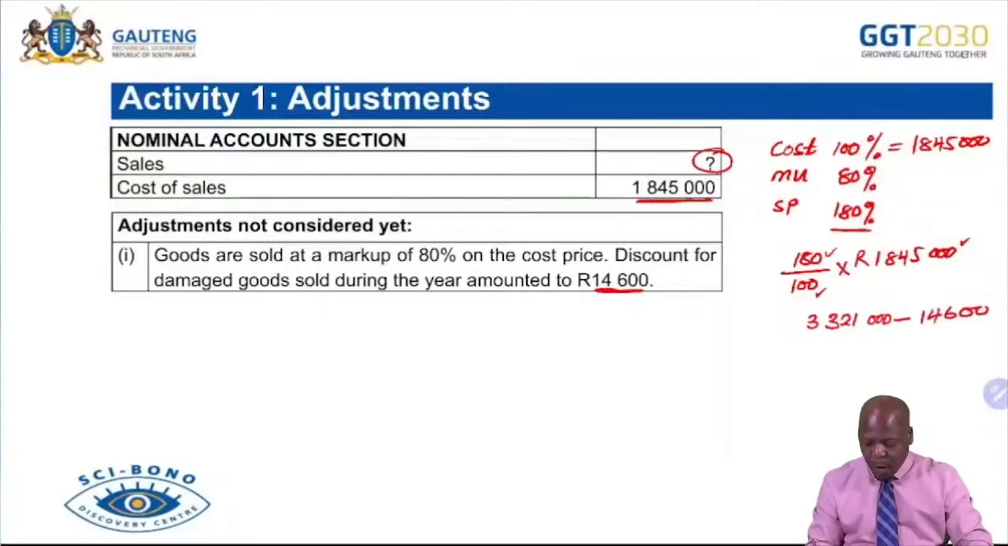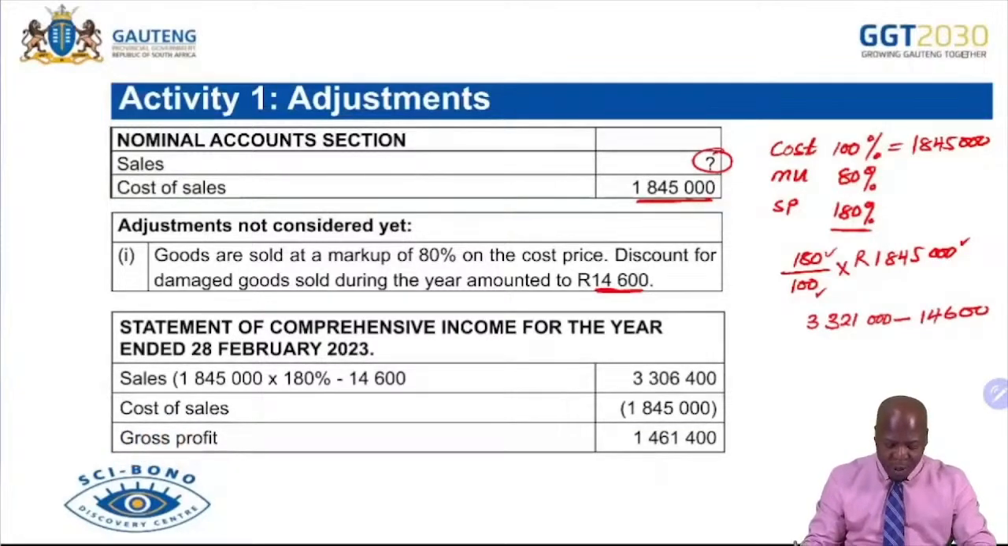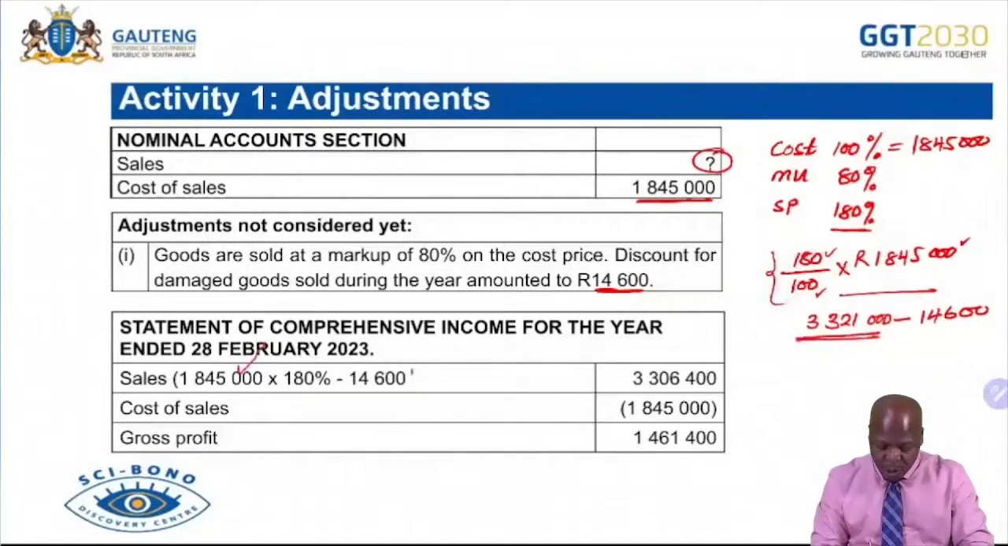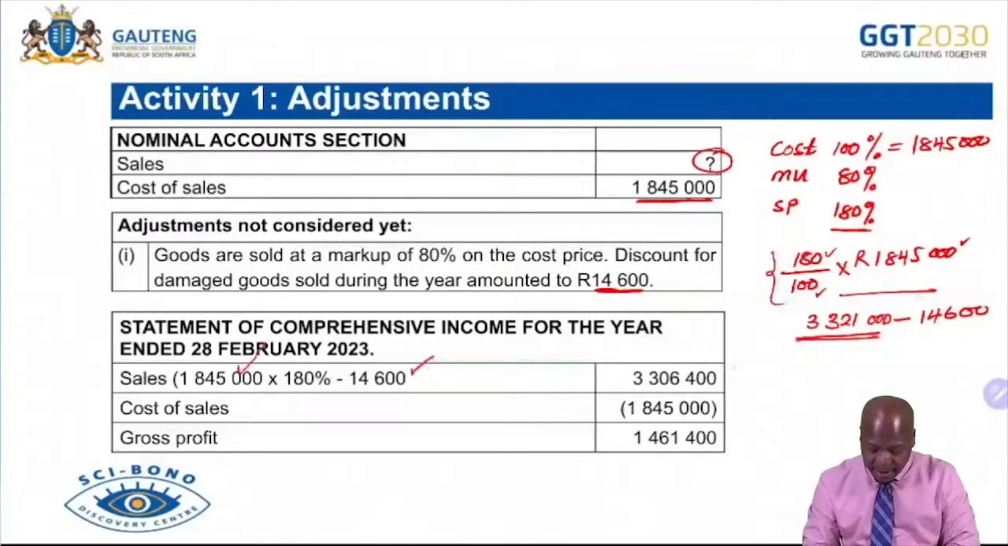14,600. This is what it will look like when you prepare now your statement of comprehensive income. Remember what we did over here. We had our 1,845,000. And then we said multiply by 180%. It is the same as what we said here, 180 over 100. And it would give us the 3,321,000. Then we minus the 14,600, which is the discount for the damaged goods. Then we end up with 3,306,400, which is what we have here.